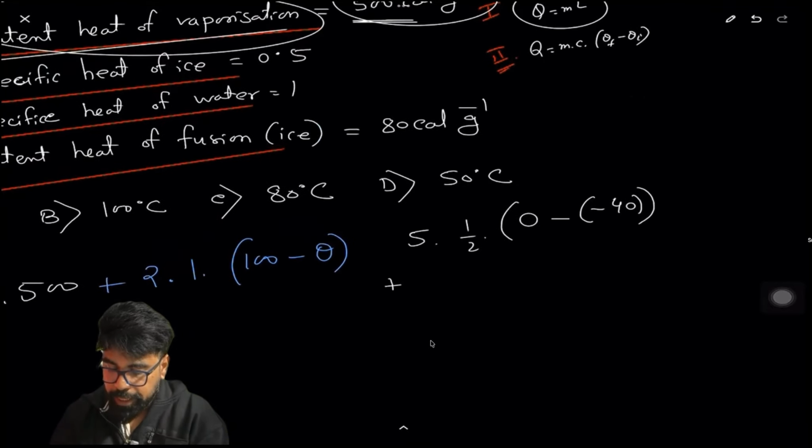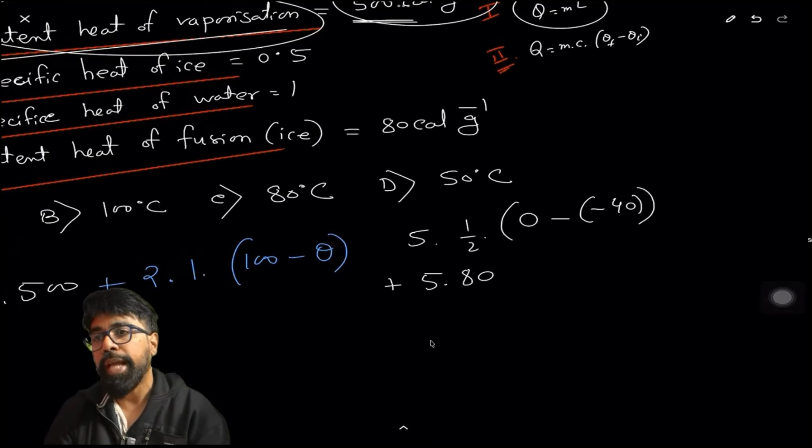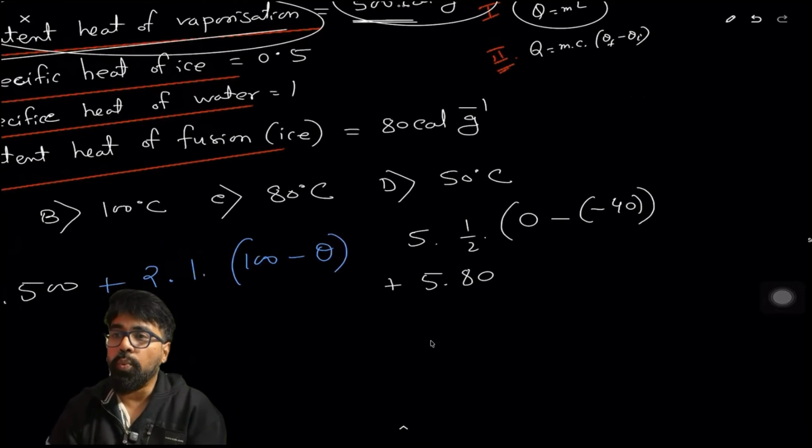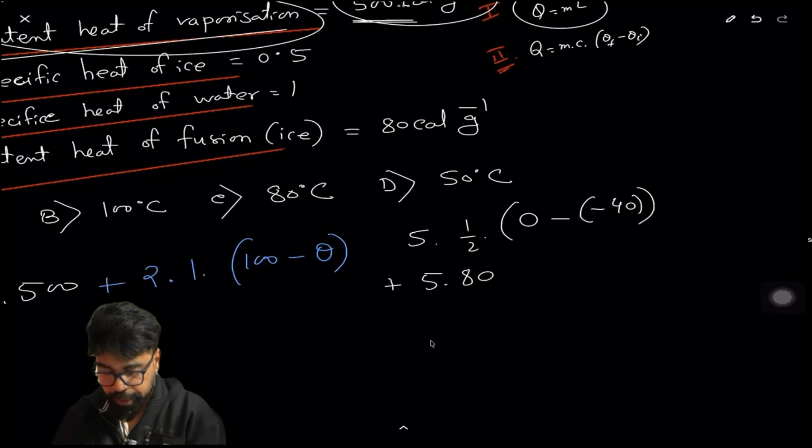Now this ice at 0 degrees Celsius will further absorb heat to become water at 0 degrees Celsius. For that, it has to absorb 5 into 80 calorie of heat, which is 400 calorie. After absorbing this heat, water is formed. How much water? 5 gram. Now that water will further absorb heat, because steam is losing heat. That lost heat is absorbed by the water, and the water is going to raise its temperature to become water at theta degrees Celsius. Theta is the final temperature.